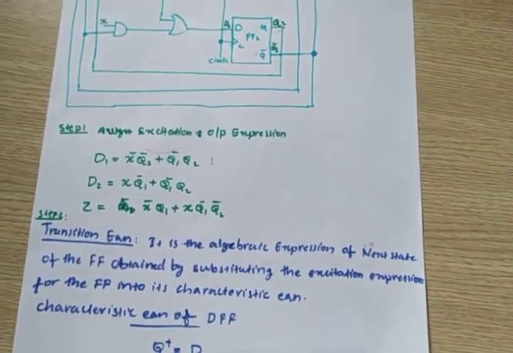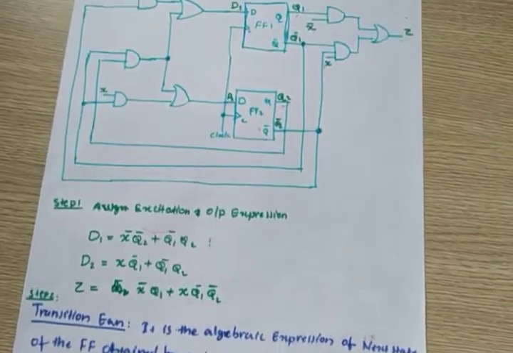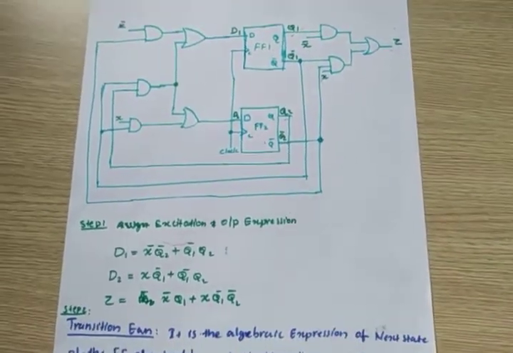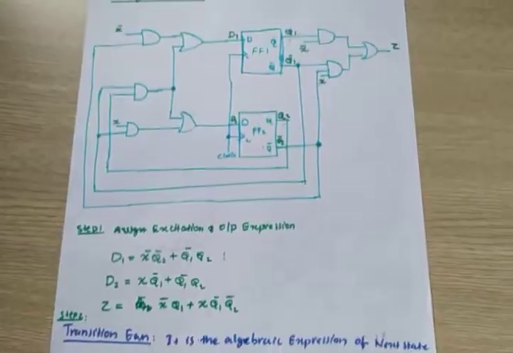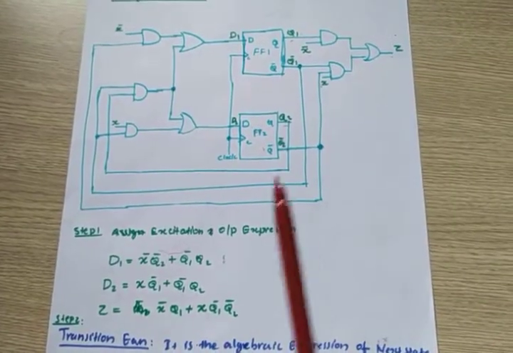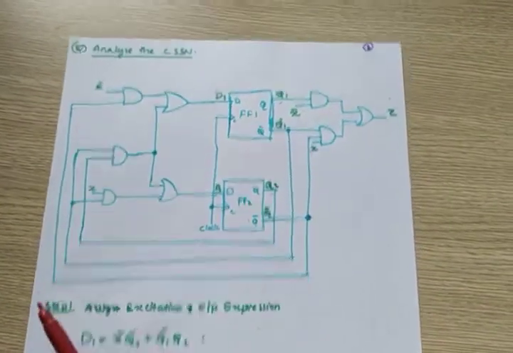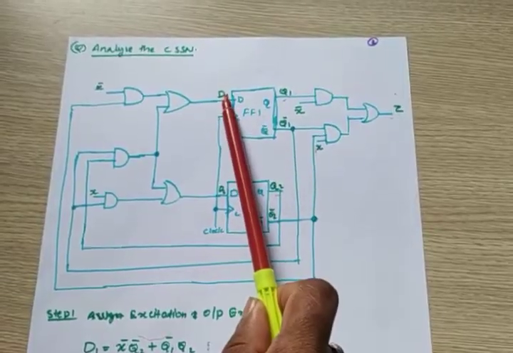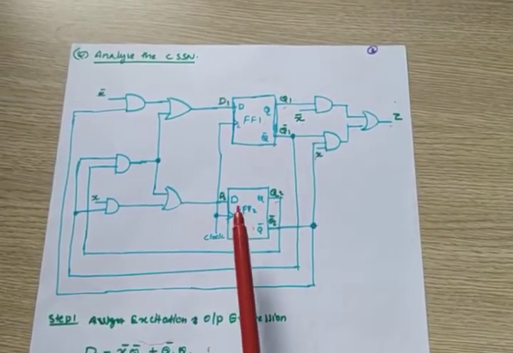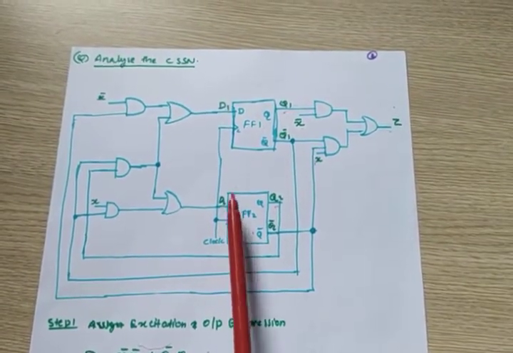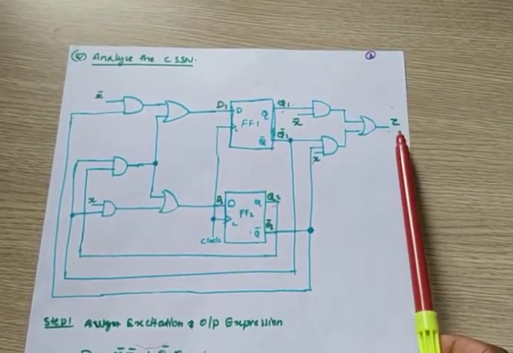Now you have to write the excitation and output expression. How to write the excitation and output expression? So here the excitation is, first one is D1 and next is D2. These are the excitation, then output is Z.